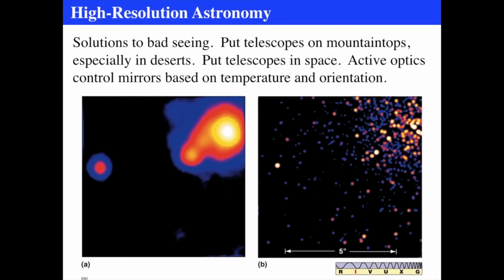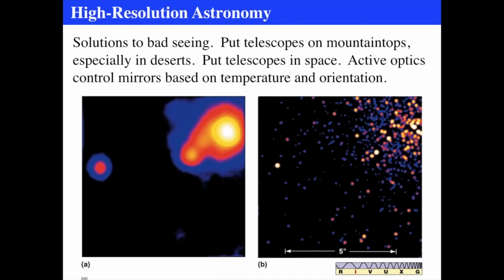What do we do? High resolution astronomy, what the goal is, if you put a telescope on a mountaintop or deserts, you get above all the atmosphere, you get away from moisture, which causes clouds, and that breaks up seeing. Because if you go out on a cloudy night or even a humid night, it looks kind of foggy and the stars aren't very good. And that makes bad seeing.